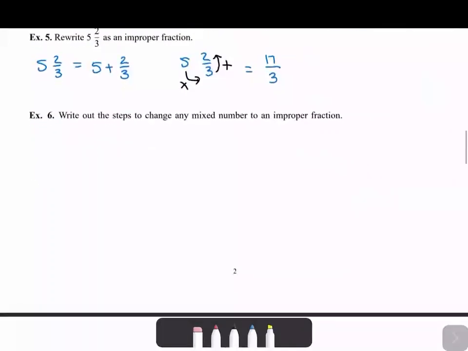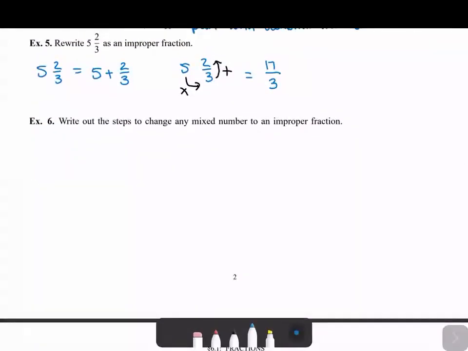Okay, so like before, let's write out these steps. So the first step we do is that we multiply the whole number, the whole number part of our mixed fraction, by the denominator. So like I said, this takes the whole number. We have 5 wholes and we want to know how many parts we have total. So this takes the 5 wholes, tells us that if they each have 3 parts, then we have 15 parts total in these 5 wholes.